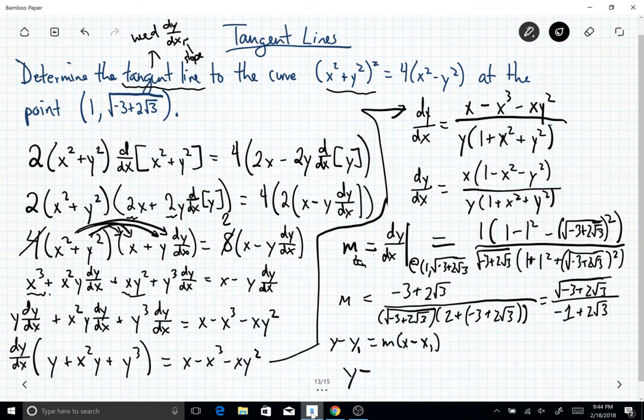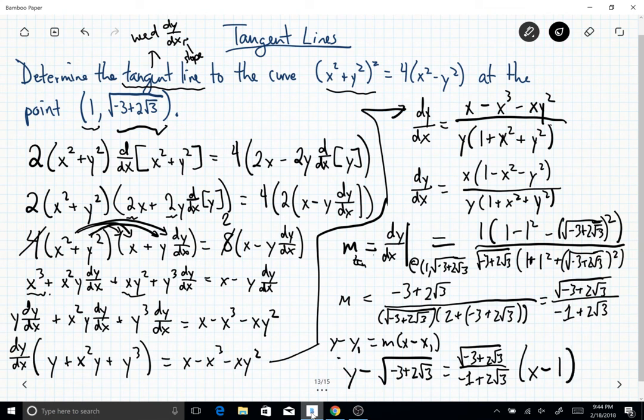So y minus, what's our y1? Well, our y1 is right there. So it's the square root of negative 3 plus 2 root 3 equals m, which we just found, square root of negative 3. And by the way, I simplified it here. It didn't need to be simplified as much as just understanding that you're plugging in numbers. So we have some simplified formula there, and then it goes x minus, what's our x value? Well, our x value is 1 for our point, and then we're done. So that is our final answer.